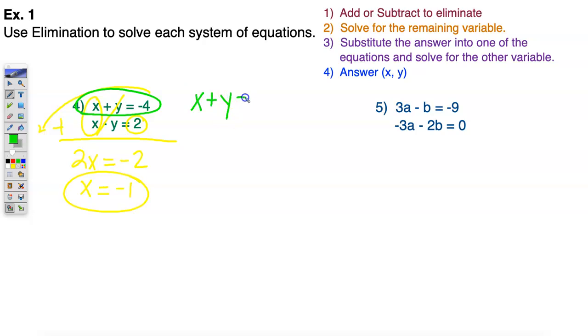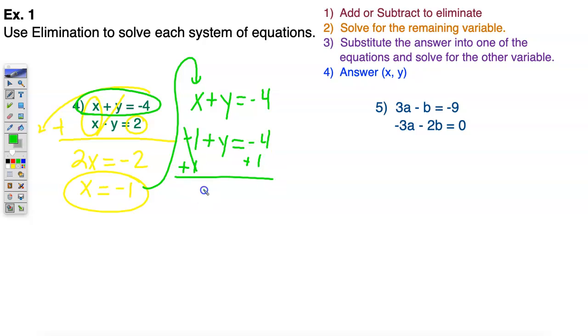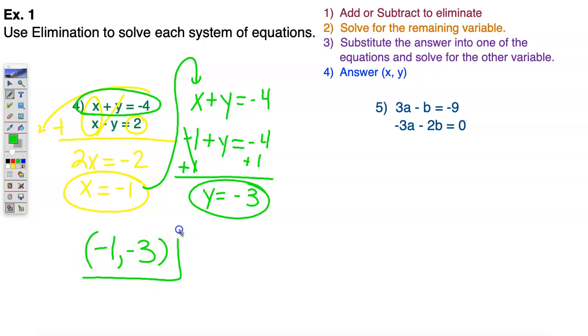Our x plus y is negative 4. We found out that x is negative 1, so we're going to put that right in there. Negative 1 plus y is negative 4. So to solve for y, we're going to add 1 to both sides. So y ends up being negative 3. So x is negative 1, y is negative 3. So our common solution for those two equations is when x is at negative 1 and y is at negative 3. So go ahead and do the next one that's on this page.